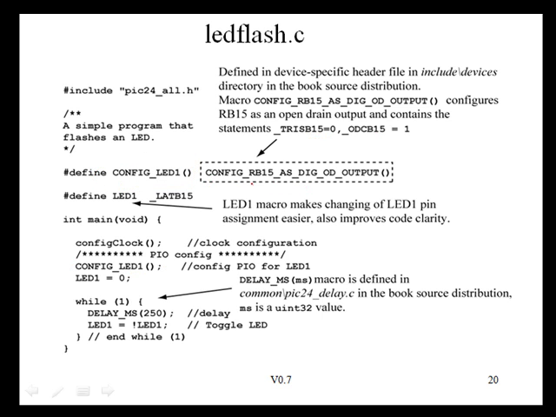It turns out that we're configuring port RB15. But what if we wanted to configure port RB14 or RB13? We'd have to just change the code here and not change anything down in our main code down here.